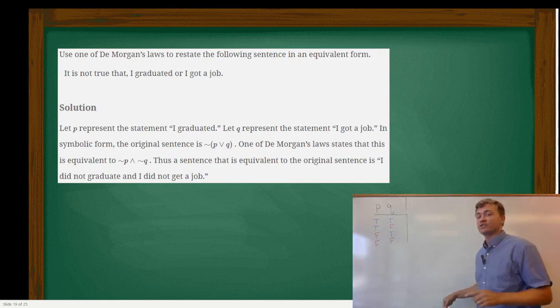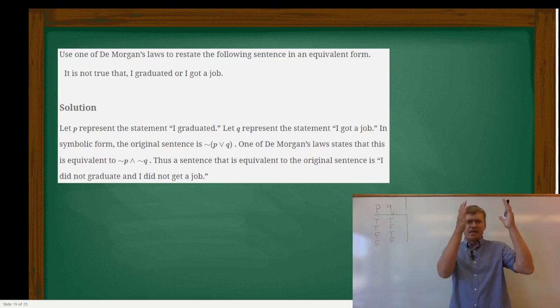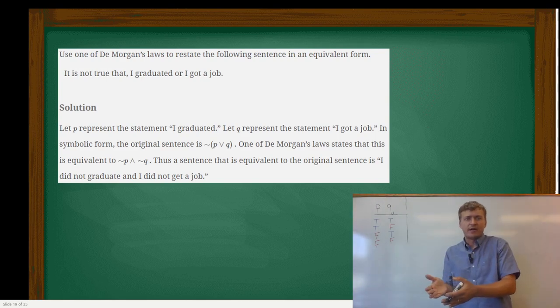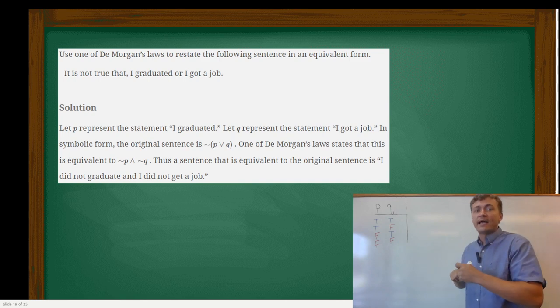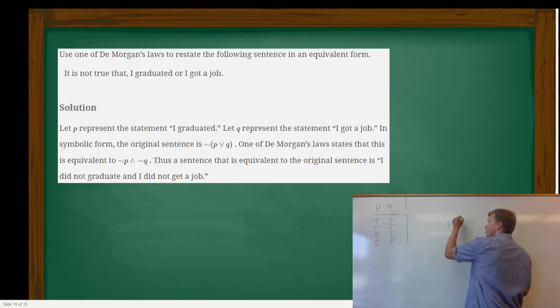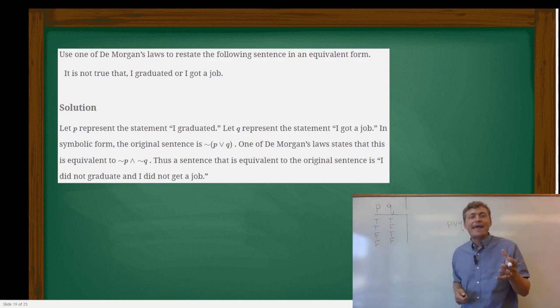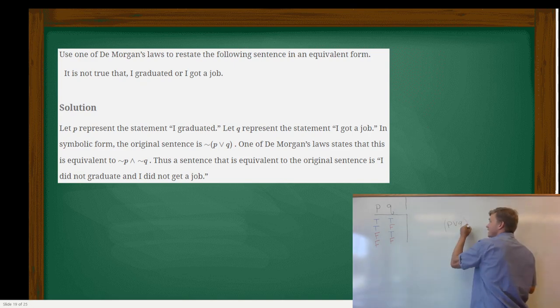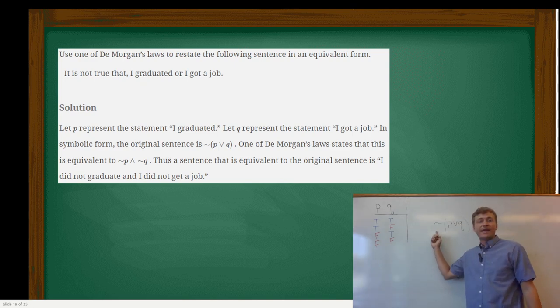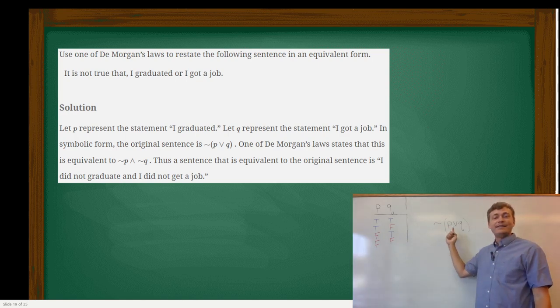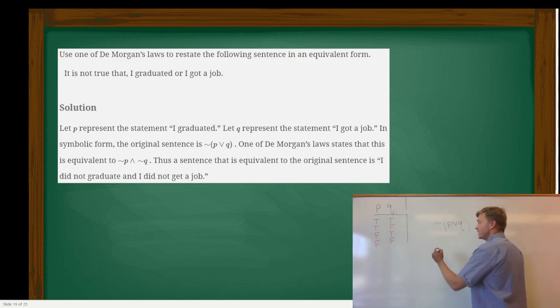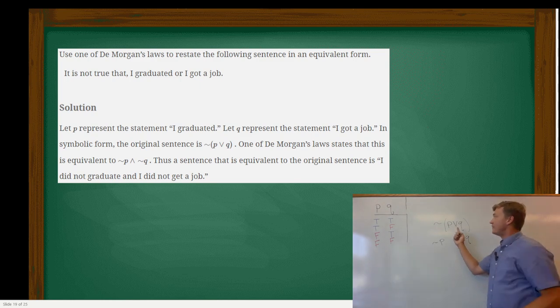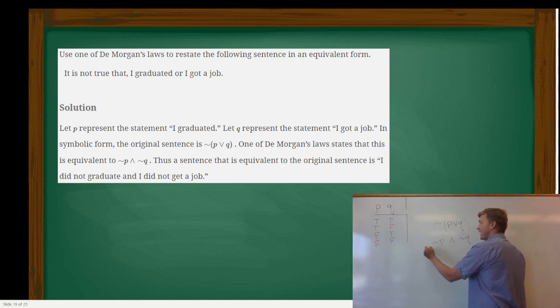Think about this and what we just looked at, right? If we have an or connective, we see this or that, right? It's saying I graduated or I got a job. That's P or Q. But we are negating. It is not true that I graduated or got a job. So we're putting the negation sign to the outside of our or connective. So going back to De Morgan's laws, if we are negating the or connective, when we distribute this, this is going to become not P. This is going to become not Q. But we have to switch the or connective to the and connective.